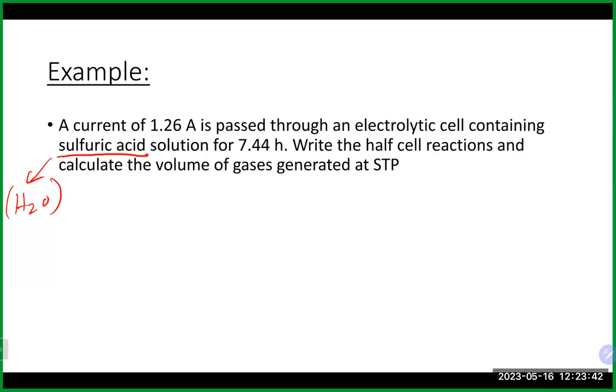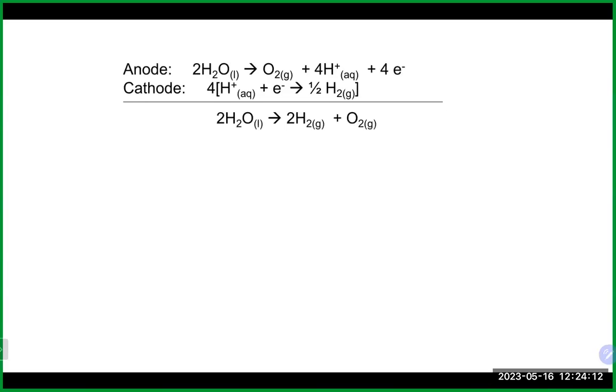And we're going to run this cell at 1.26 amperage for 7.44 hours. And we want to know the volume of each gas, so the hydrogen gas and oxygen gas at STP. STP is standard temperature and pressure. Temperature is 273, right? Pressure is 1 atmosphere. So why don't you give it a go? The reactions are right there, so you don't have to write them. They're the half reactions for water.